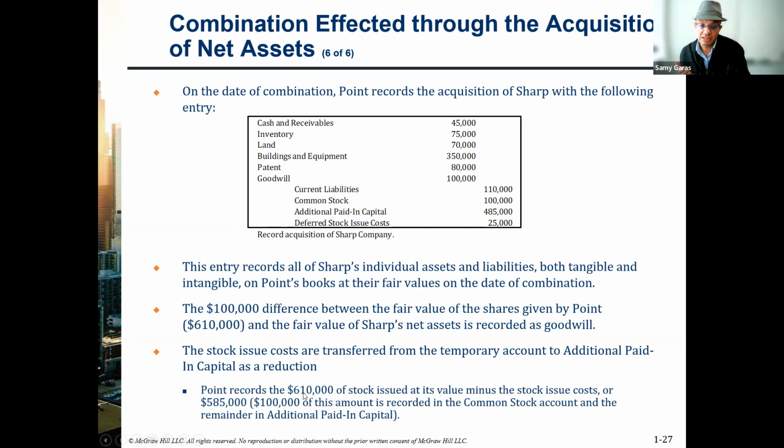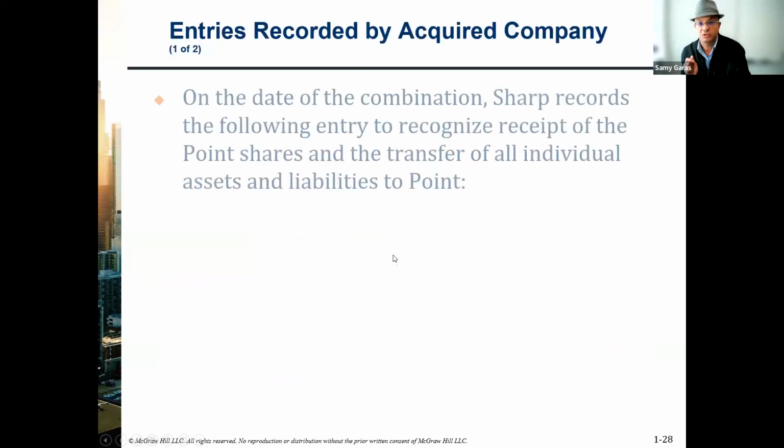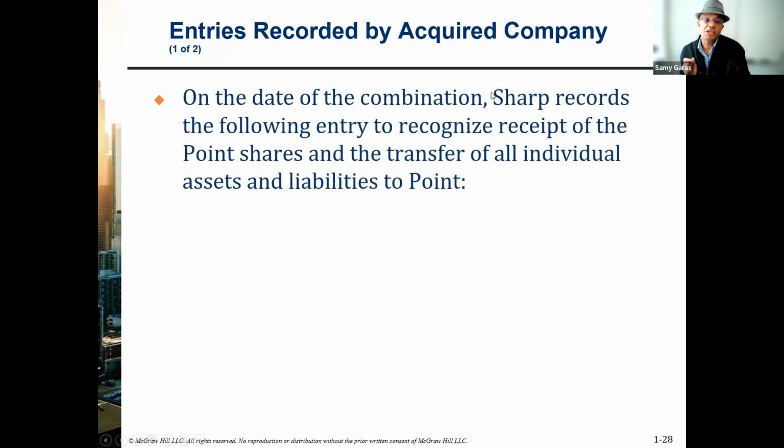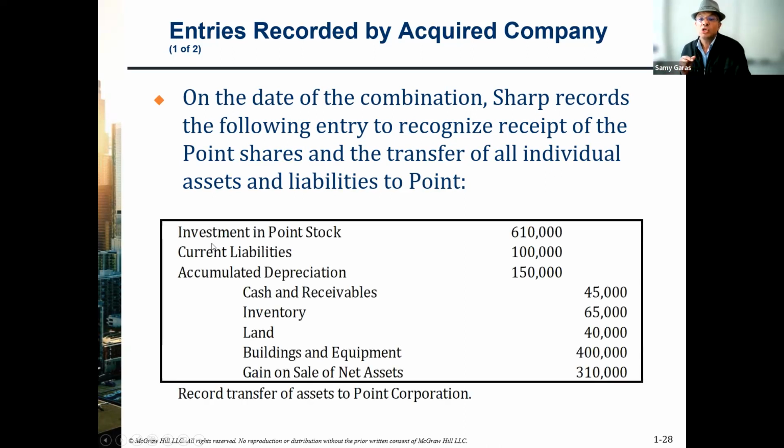Point records the 610 of stock issued at the fair value minus the stock issuance cost, which is 585, and the difference will go under deferred stock issue costs. On the date of the combination, Sharp's journal entry will be made by the subsidiary company, not the parent company. Here we debit investment in Point stock, debit current liability and accumulated depreciation, and we credit all these assets.